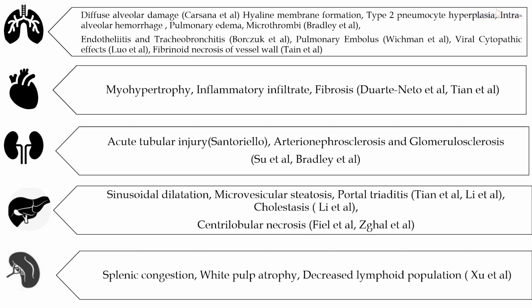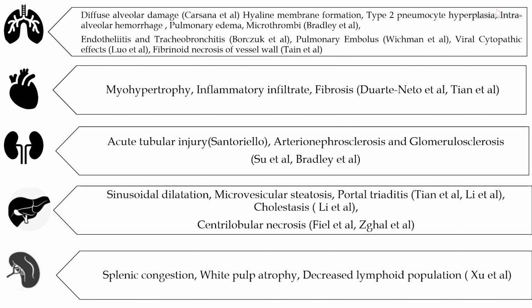The findings seen in the kidney were mostly acute tubular injury, which matched those of the study conducted by Santoriolo, and it indicates that tubules were more affected than the glomerulus. This is because ACE2 is present in the apical brush border of the tubules, and therefore there is more tubular injury. Arterionephrosclerosis and glomerular sclerosis, which were seen in our study, were also seen in the study by Su and Bradley, and may be due to the comorbidity of diabetes and hypertension.